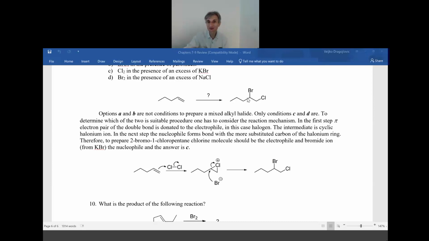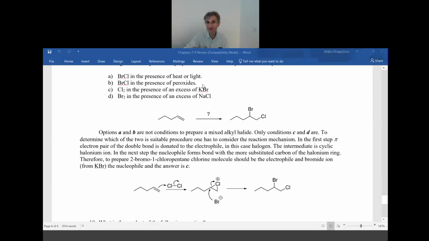And these salts are sources of the nucleophile, Br minus or Cl minus. So if bromine is on the more substituted carbon, that means KBr is the source of Br minus. If chlorine were on the more substituted carbon, then we would have used sodium chloride for Cl minus, and then bromine would have been the reagent, bromine and NaCl.